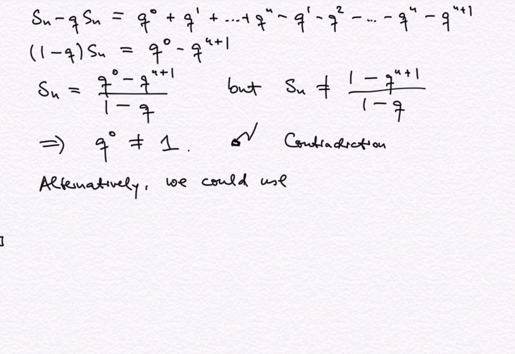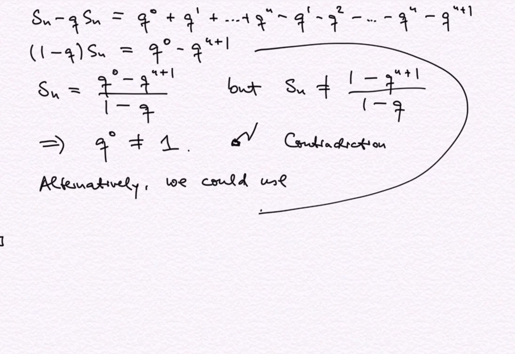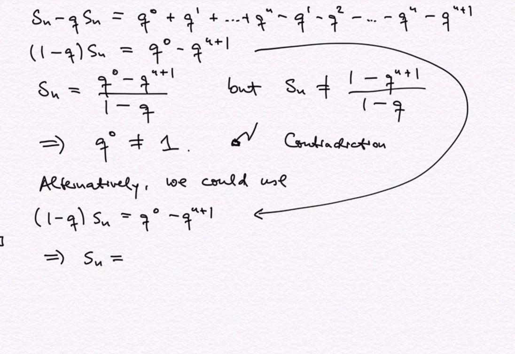that if we have arrived at this point, so we have arrived at 1 minus q times Sn is equal to q to the 0 minus q to the n plus 1. We could not question that q to the 0 is equal to 1, but we could just deduce from that, well, Sn then is therefore equal to 1 minus q to the n plus 1 divided by 1 minus q. This is statement B, yeah?